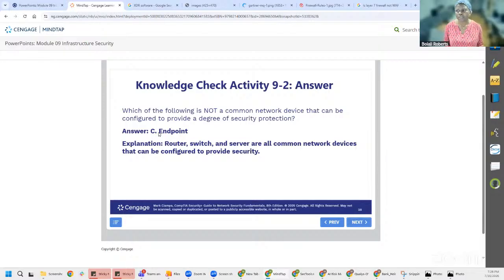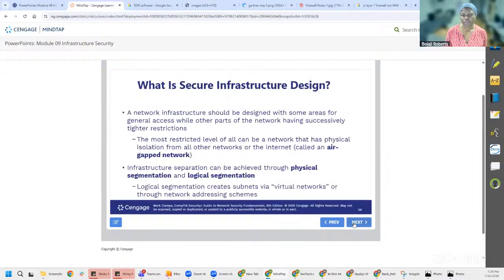Endpoints, all right? It's the endpoints. Servers, you can harden. You can use servers to do DNS filtering. You put firewall rules on them. But endpoints don't provide any level of security. Routers, you have access control lists on routers and all that.